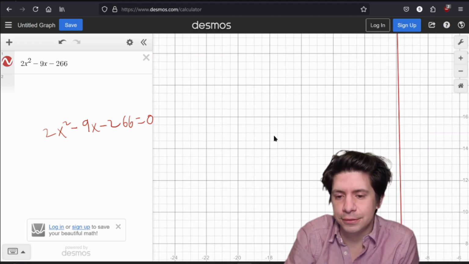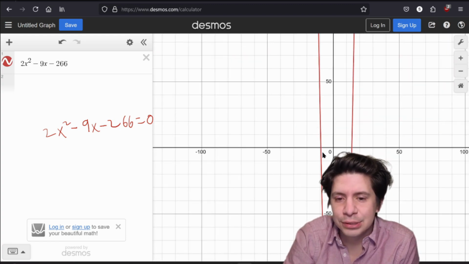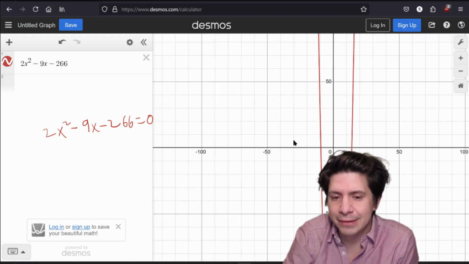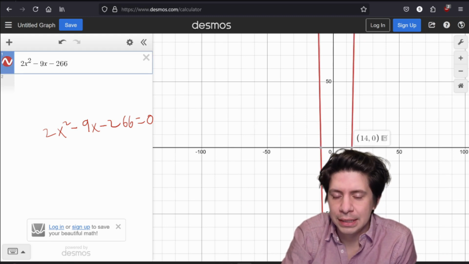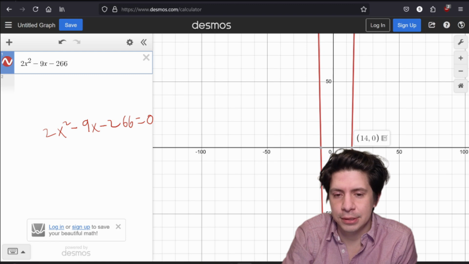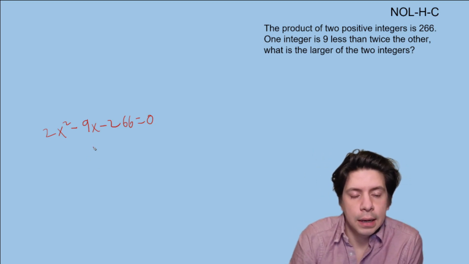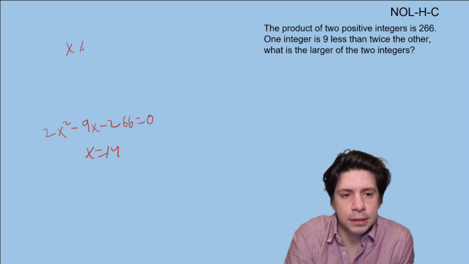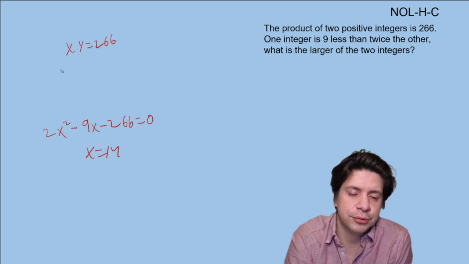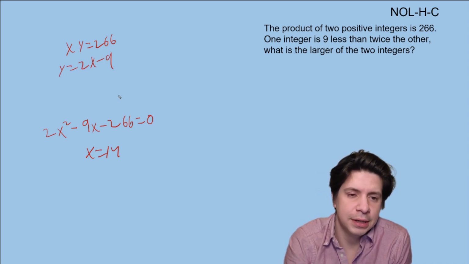Because we were told, first of all, in the question that it's two positive ones. And if we did this one, it would give us negative values, and they would work, but we're told it's positive. So we want to do just the 14, and that's x, right? So x equals 14. Remember we had xy equals 266, so you could plug it in there and solve for y. You could also do y equals 2x minus 9. That's what I'll do, and I'll plug in to check.